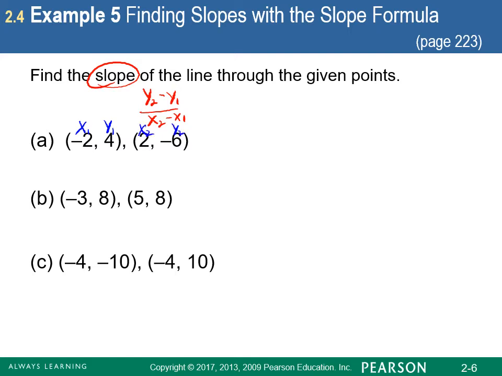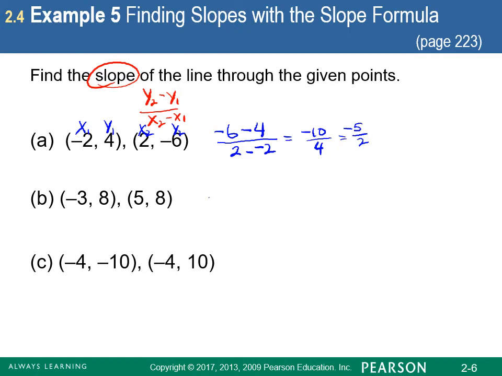So this is what we mean by the formula y2, -6, minus y1, which is 4, over x2 minus x1. On the top, -6 minus 4 is -10. 2 minus -2 is 2 plus 2. This simplifies to 5 halves. So there's the slope of that line.